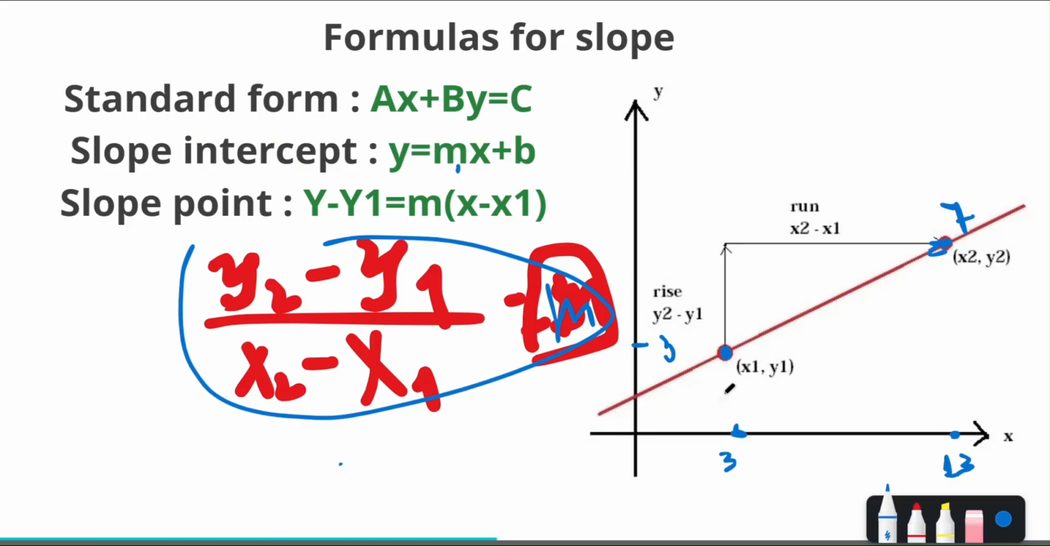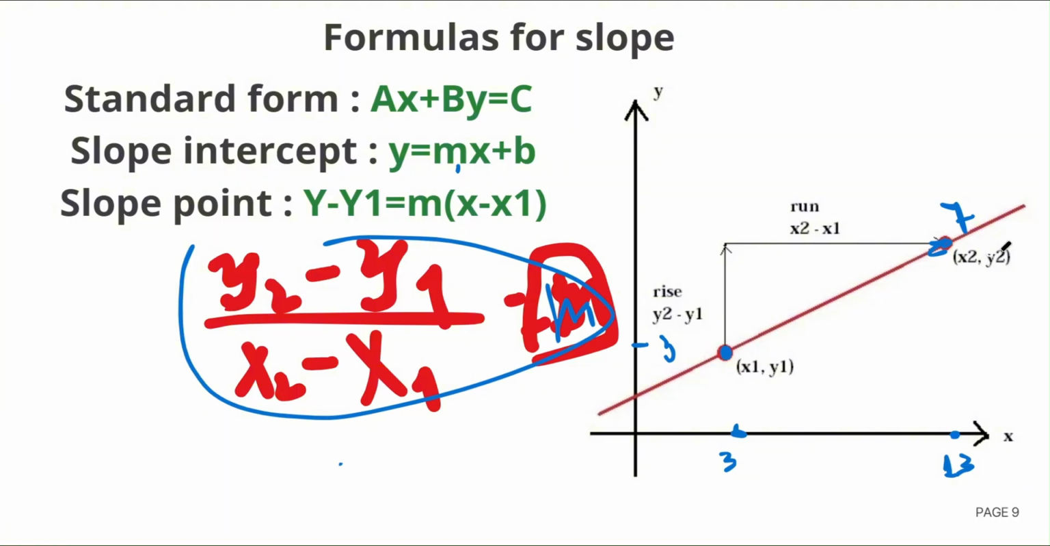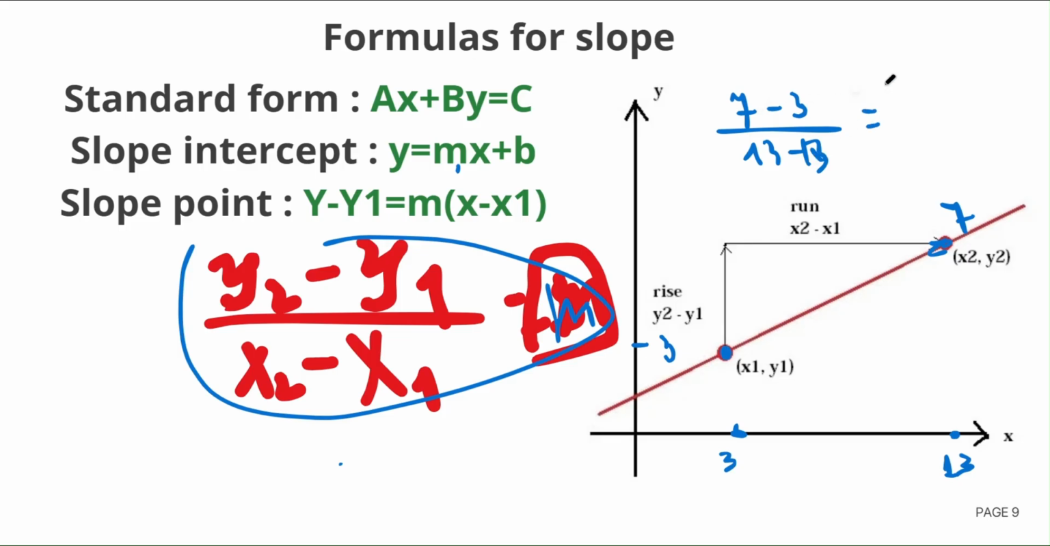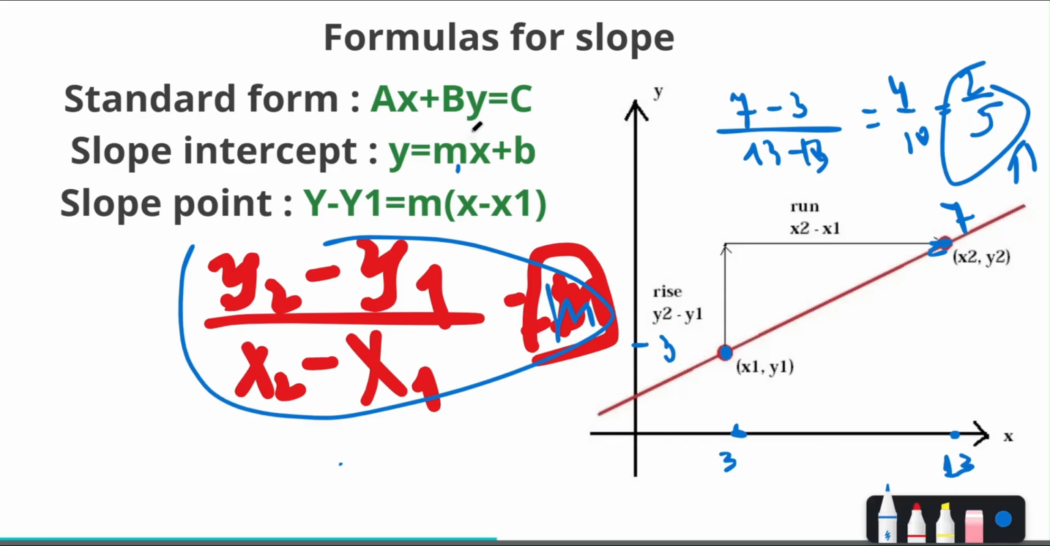If you are asked what is the slope of this line, we put the values into this formula. There is y2, so we write it here, and there is another y, which is 3, and we divide it by the subtraction of the two x values, 13 minus 3. That will be 4 over 10, or if you simplify this, 2 over 5. This is the slope of this line, which means you can put 2 over 5 instead of m. That's gonna look like this, 2 over 5 x plus b.